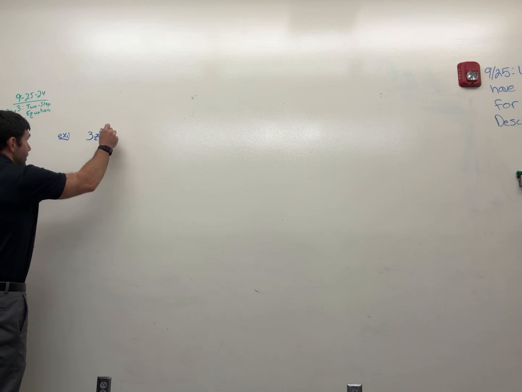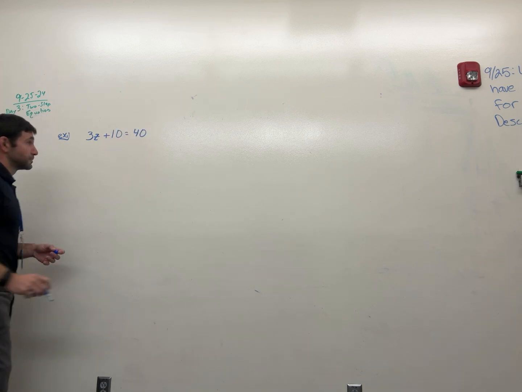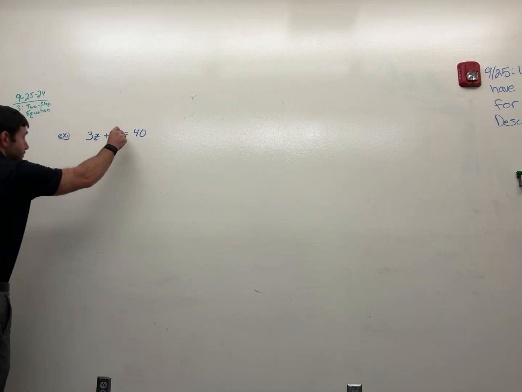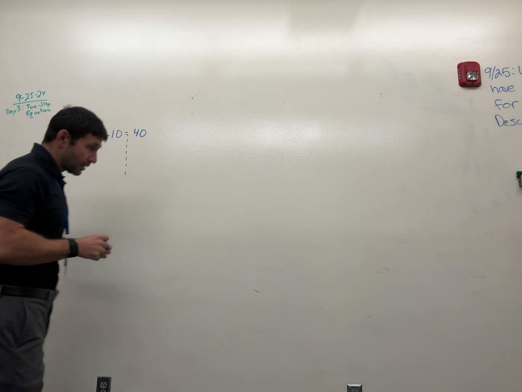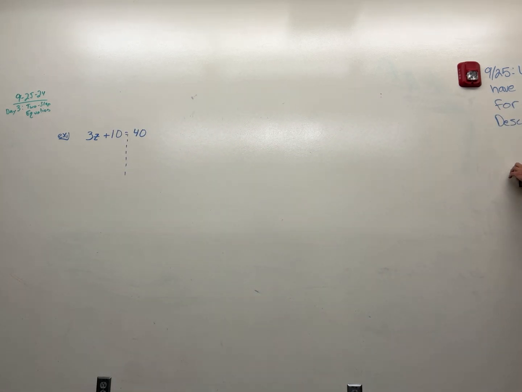3z plus 10 equals 40. This is your most common of 2-step equations. Always, what is our first step? Find the balance point. Always. We are only looking at the side with our variable.